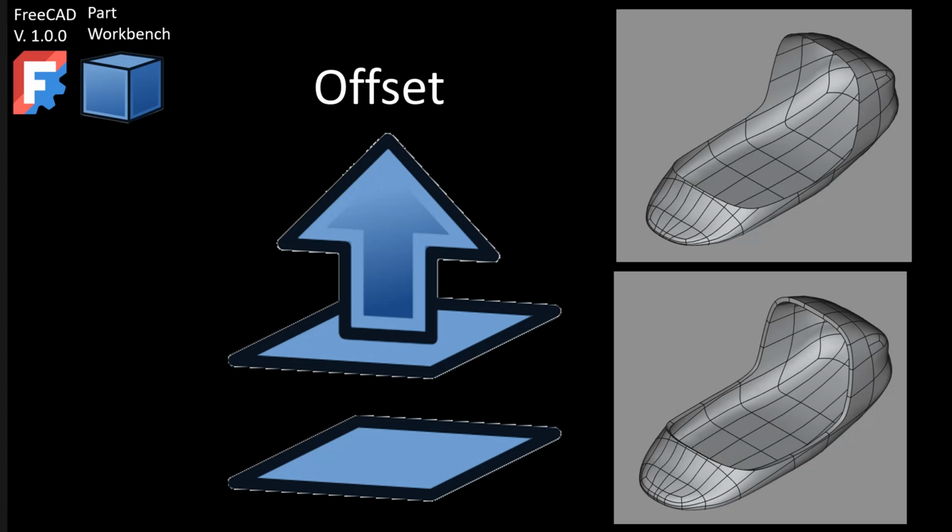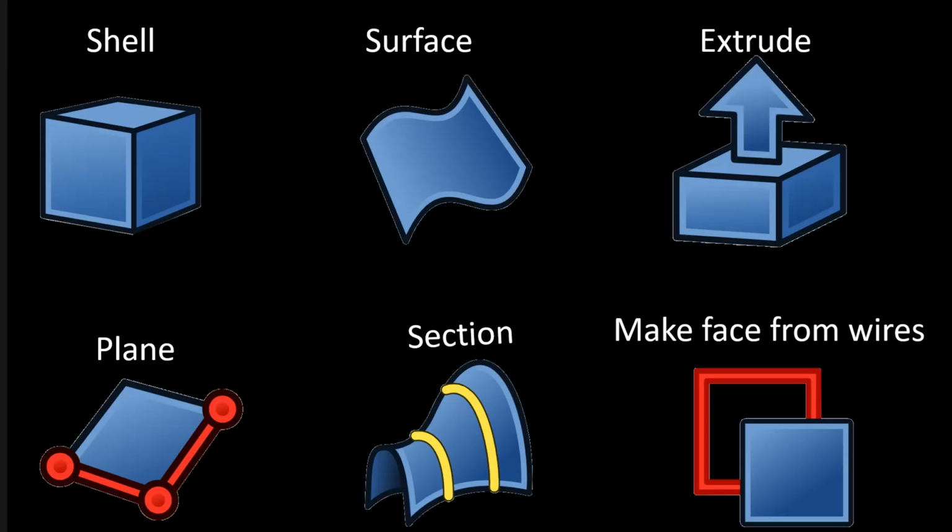Hi, I'm Mitch, and in this FreeCAD video, I'm going to thicken this shell with the offset tool in the part workbench. Then I'm going to use that same tool to thicken every thin object I can think of in FreeCAD, which I've listed here: shells, surfaces, 2D extrusions, planes, sections, and faces.